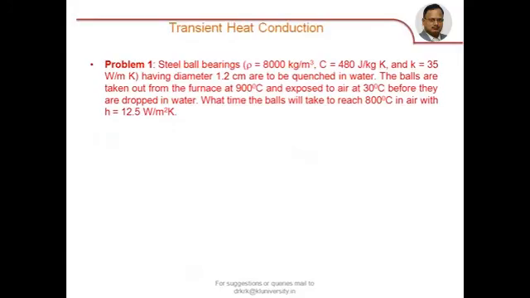So this is about the lumped heat capacity system. Now let us see some problems on it. Steel ball bearings of 1.2 centimeter diameter are to be quenched in water in a heat treatment process. Balls are taken out from the furnace at 900 degrees centigrade and exposed to air at 30 degrees centigrade before they are dropped in water. What time will the balls take to reach 800 degrees centigrade in air with a convective heat transfer coefficient of 12.5 watts per meter square Kelvin?